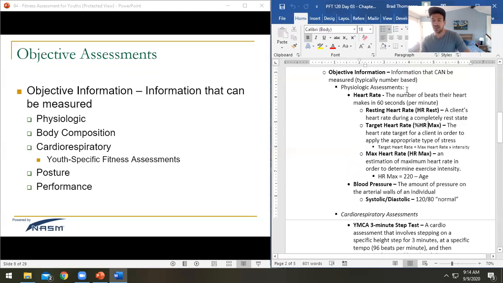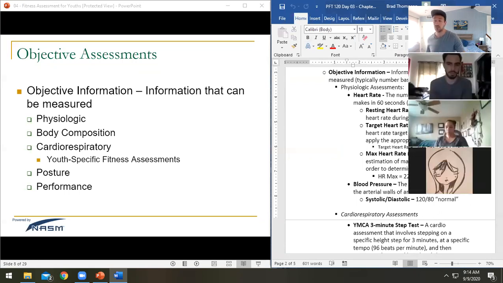All right, let's get into the objective measurements. So this is the stuff that can be measured. Typically, objective information is number-based, although one of the most important assessments that we have is the overhead squat assessment, which is not number-based, not necessarily, right?